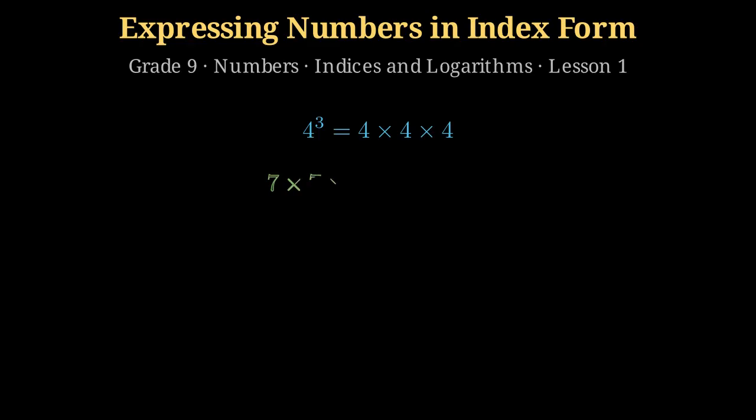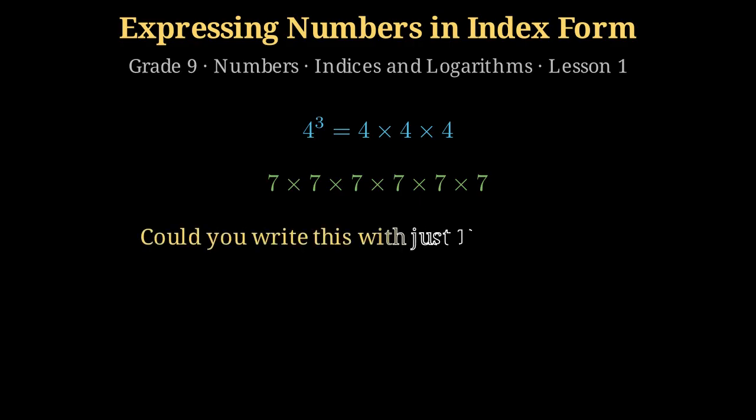So what about this 7 multiplied by itself 6 times? Writing all those 7s is slow, and it only gets worse with 10 of them, or 20. Here is the question. Could you write that whole product with just 2 symbols? By the end of this lesson, you will, for any number, any letter, even fractions.